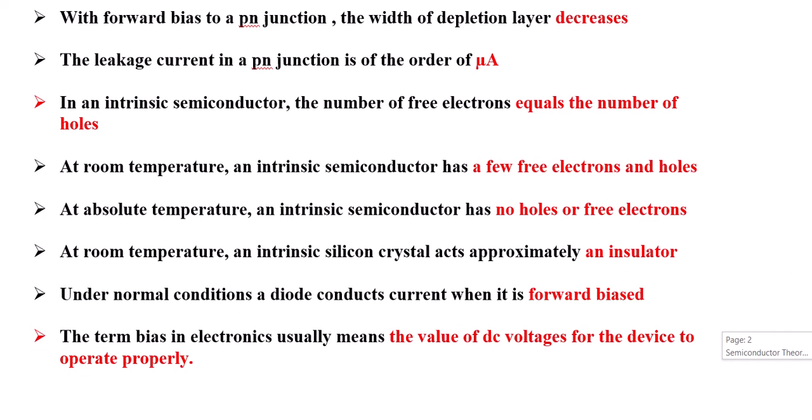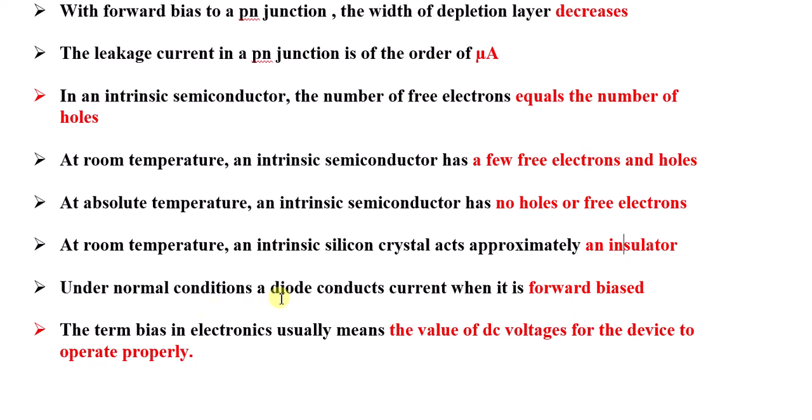So next is: under normal conditions a diode conducts current when it is forward biased. Unless and until we apply forward bias, there will be no conduction. The resistance will be reduced in case of forward bias, which we have already seen. So under normal conditions, a diode conducts only when it is forward biased, otherwise it will not conduct.